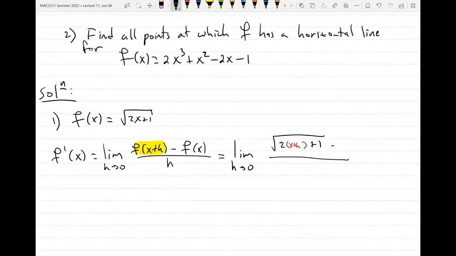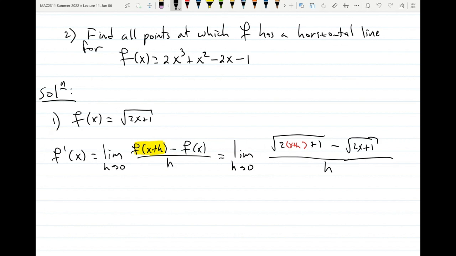Then minus, what's the second term? Square root of 2x plus 1, the function itself, right? And then over h. Are we okay with this? All right, so that's what we have here.